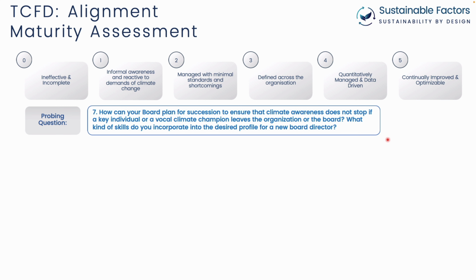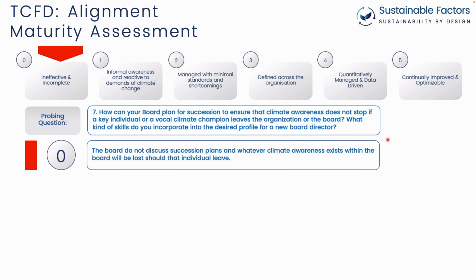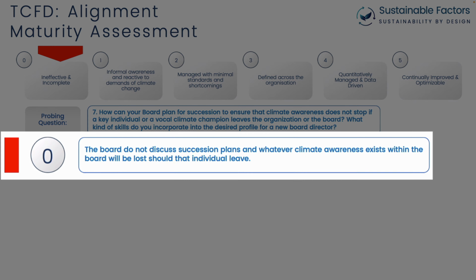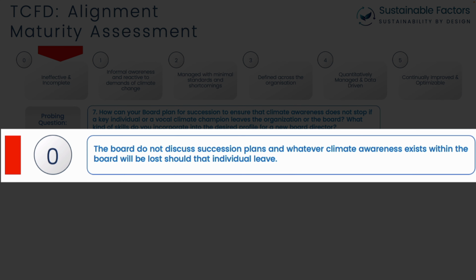Let's first test this question through a level 0 validation statement. And remember, level 0 isn't really a maturity level, hence why we only have 5 levels of maturity and not 6. Right? Level 0 is really just setting the scene to see if we need to really continue a maturity assessment. So the validation statement here is that the board do not discuss succession plans, and whatever climate awareness exists within the board, it will be lost should that individual leave.